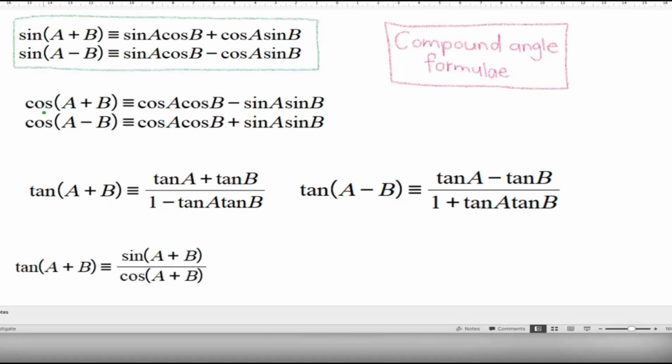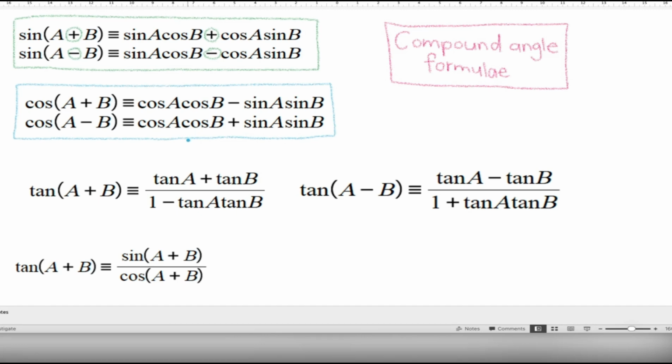So for sine, the positive and negative sign on the left-hand side matches the one on the right-hand side. So here we have a plus, here we have a plus, here we have a minus, here we have a minus. Okay, moving on to cosine. Let's have a look at the first one. The cosine of A plus B is identically equal to the cosine of A multiplied by the cosine of B minus the sine of A multiplied by the sine of B.